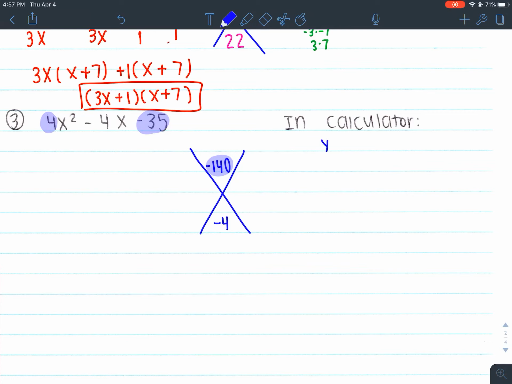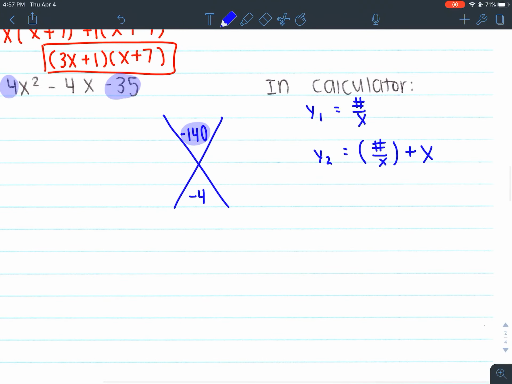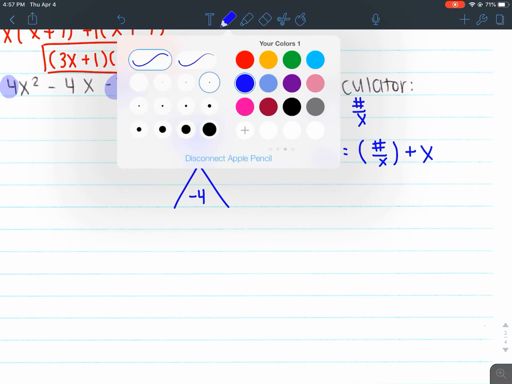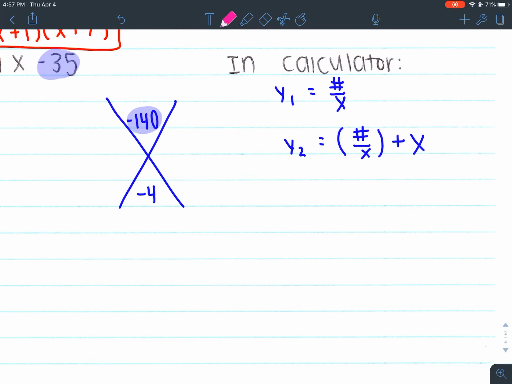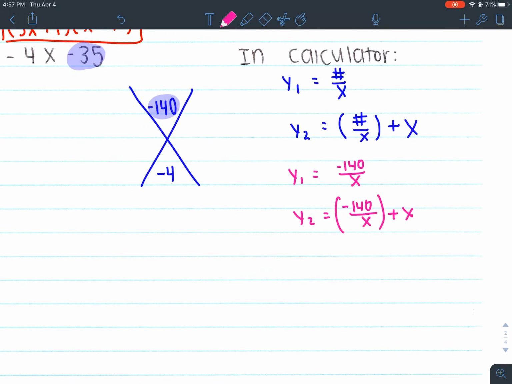So I already went over this process in the other notes. But you're going to put in the first line y1 equals number over x, and then y2 is going to be number over x plus x. Okay? In this case, what number are we trying to factor? We're trying to factor negative 140. So we're going to do negative 140 over x, and then in the second line, negative 140 over x plus x. So I'm not even using the negative 4 here.